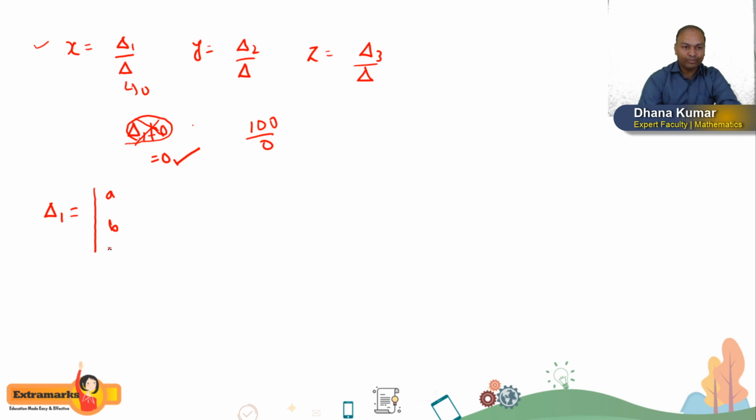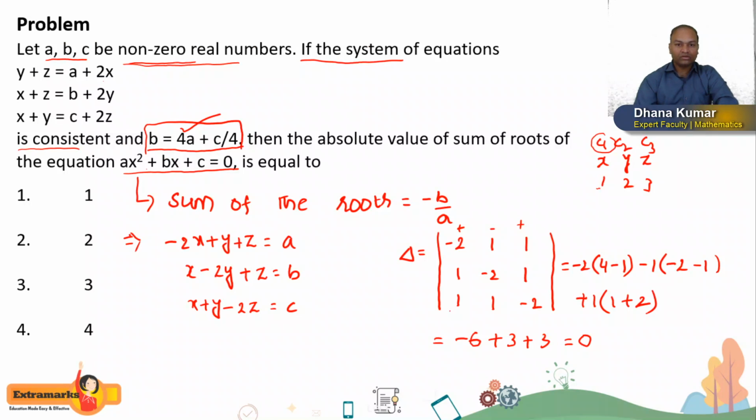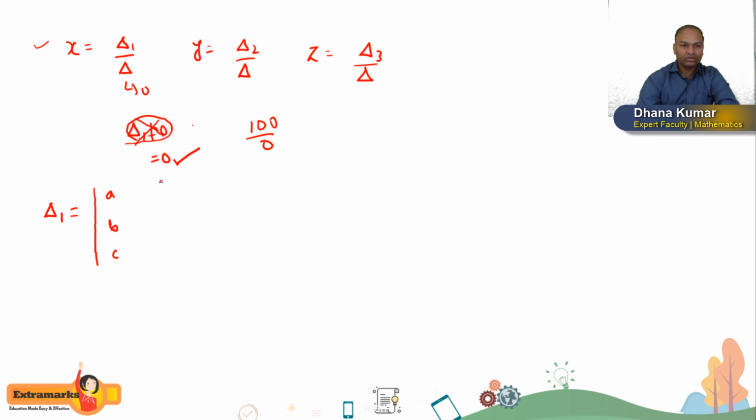Second column, third column as it is: 1, 1, minus 2, 1, and here 1, minus 2. So this delta 1 answer is also what? 0. Right? Now simplification. Expand this determinant.